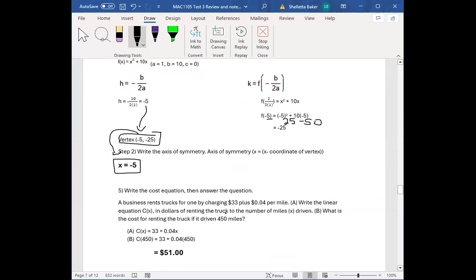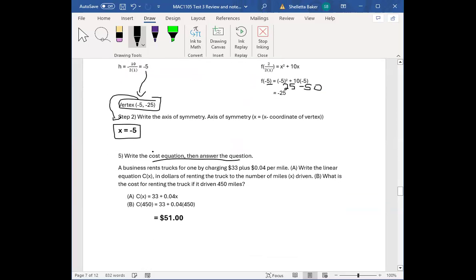For number 5, write the cost equation and then answer the question. So this is a 2-part question. For part A, our cost equation is given to us based on this scenario. A business rents the truck for $33. So here's our $33 fee plus 4 cents per mile. And we're using x to represent the number of miles. So we'll write that as 0.04x.